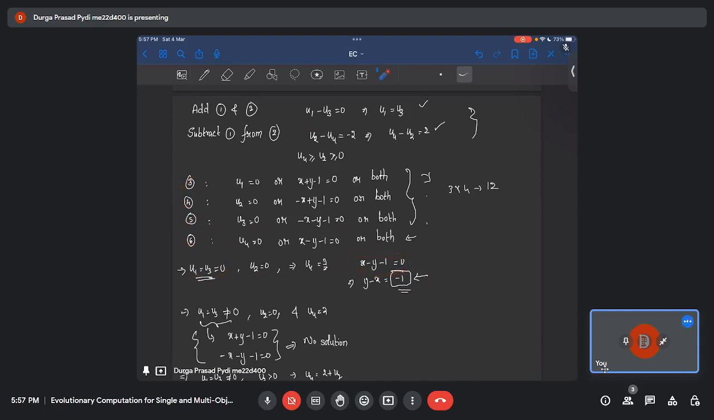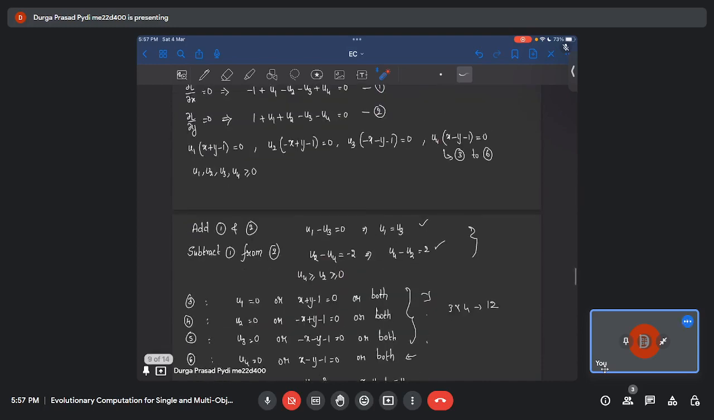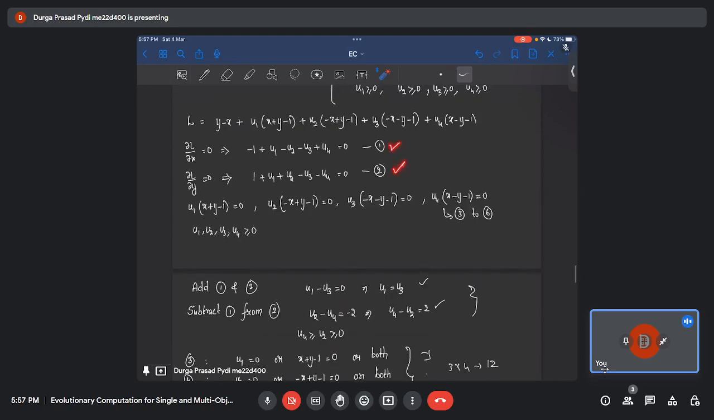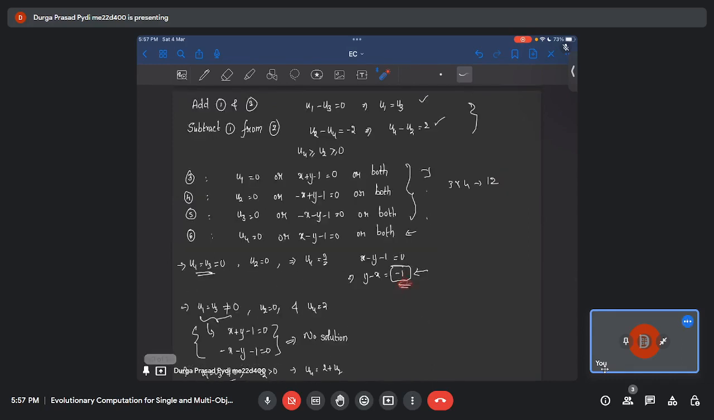And this particular condition is there, so this is satisfied. And this we have obtained only from these equations. These two equations are essentially my dou L by dou x equal to 0 and dou L by dou y equal to 0. So it satisfies all the equations, so this is my optimal value. Now it can also happen the other way.